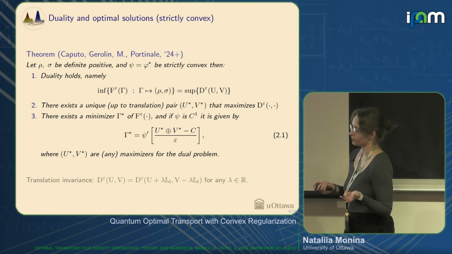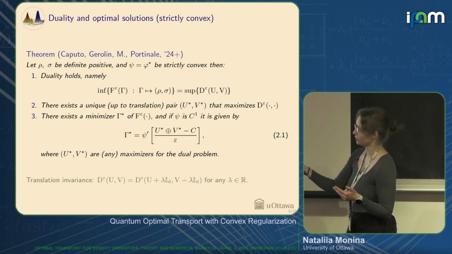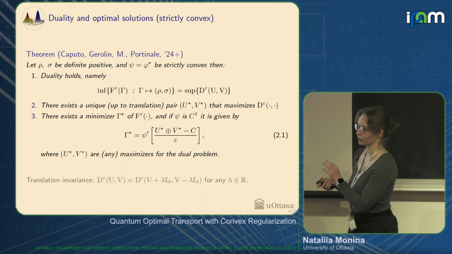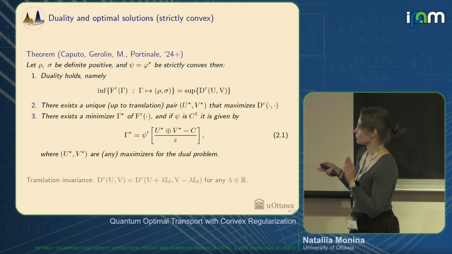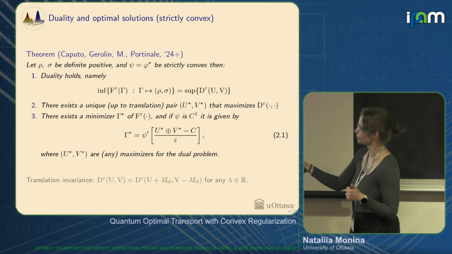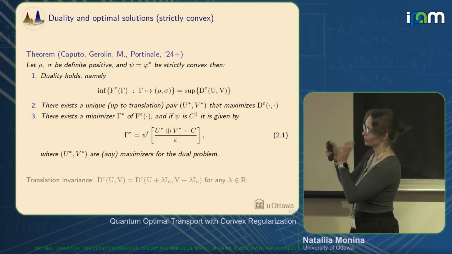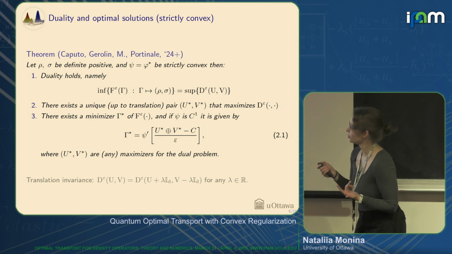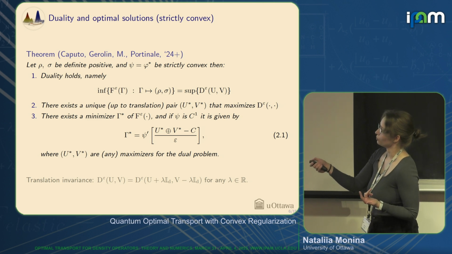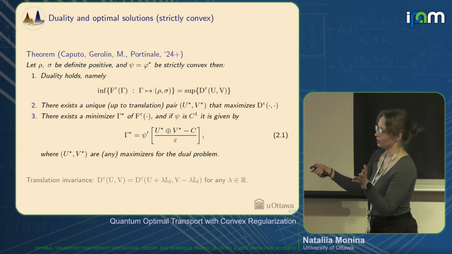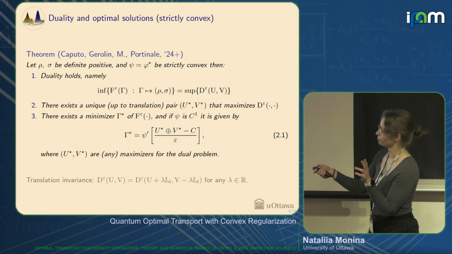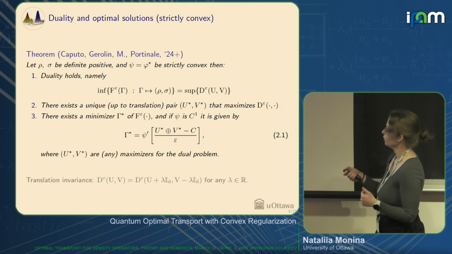Here, for simplicity, we considered that our rho and sigma are definite positive, so they do not have a kernel. This sort of helped us to find the bounds on the infinity norm of our maximizer. So this was just a trick, but in general, if you want to consider just any quantum density matrices, you would have to work on the orthogonal space of the kernel.